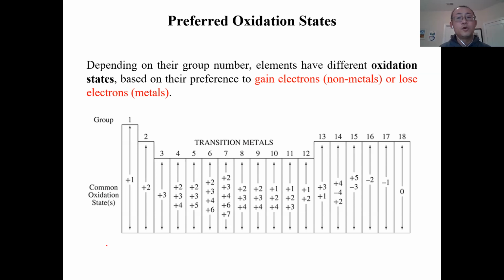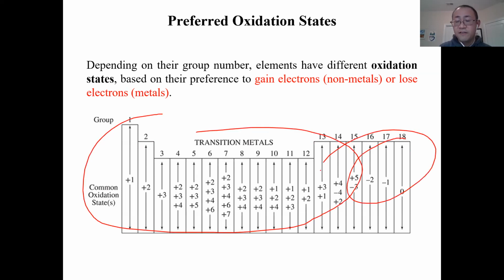Normally the metals will lose electrons to become positively charged. You can see that metals normally have positive oxidation states, but the non-metals on this side of the periodic table will normally have negative oxidation states, because non-metals will gain electrons. But in order to know what oxidation state each metal has, we have to look into different types of batteries, which we're going to see in a few minutes later in this class lecture.